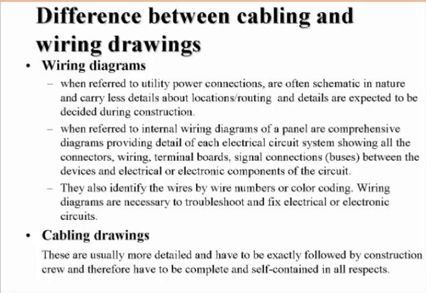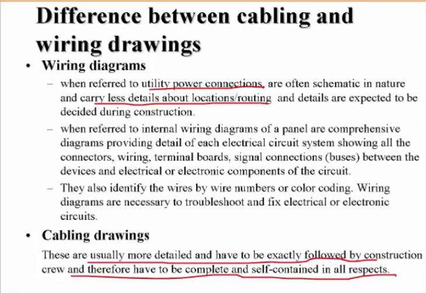What's the difference between cabling and wiring diagrams? Wiring diagrams are referred to utility power connections and are often schematic in nature and carry less detail about location and routings. If you compare that to on the cable side, there's more detail to be exactly followed by the construction crew, and therefore they have to be complete and self-contained in all respects.